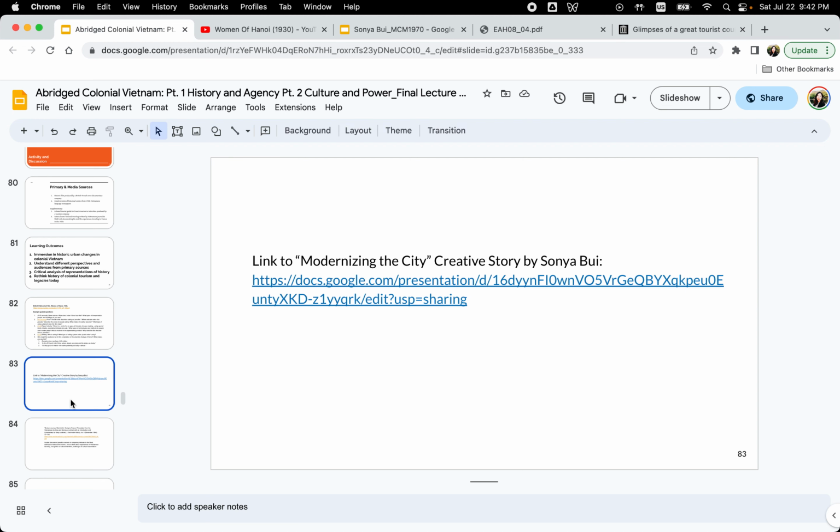One of my very ambitious creative students, Sonia Boy, and I worked on this creative story together called Modernizing the City. I wanted to at least introduce this story as one of the creative ways to interact and rethink historic comics, and also as an interesting idea for a pedagogical assignment for students to remake historic sources to rethink the power of narrative.